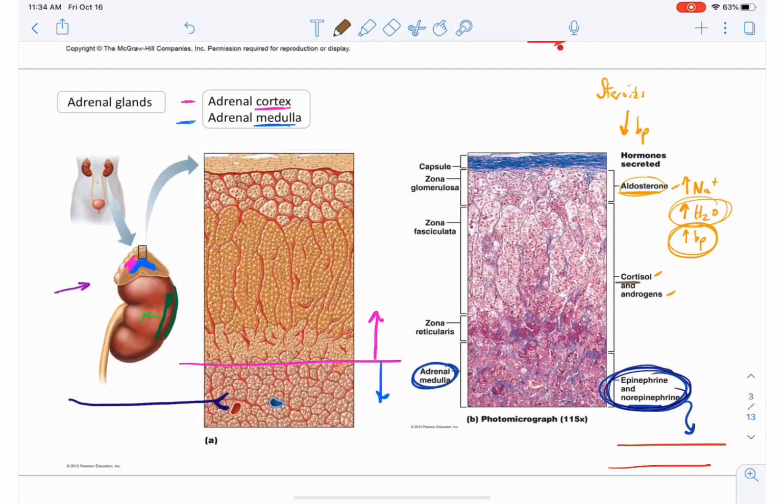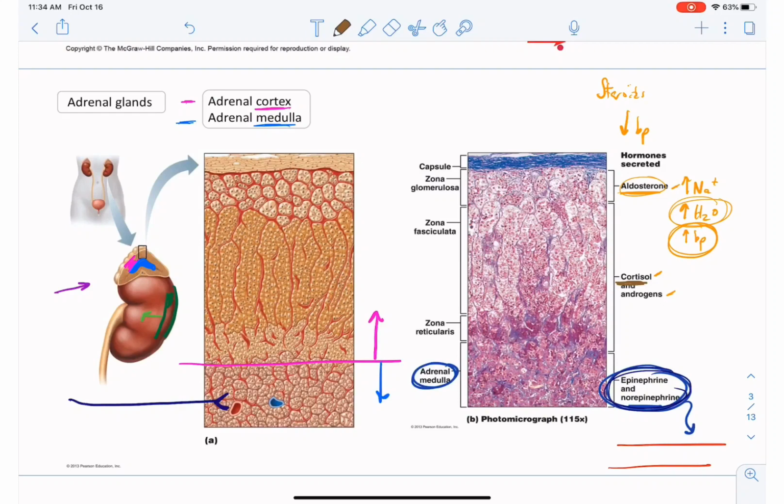Then we have cortisol. Cortisol is a metabolic hormone, and specifically, it's a type of steroid that we call a glucocorticoid. It's going to regulate blood sugar levels, and specifically, it's going to raise blood sugar levels.